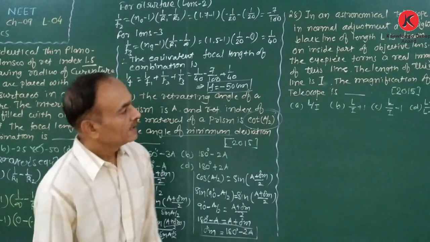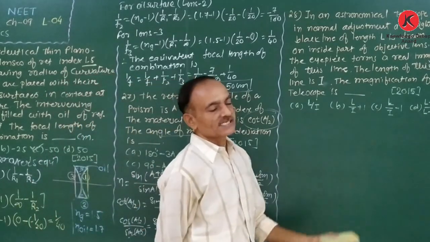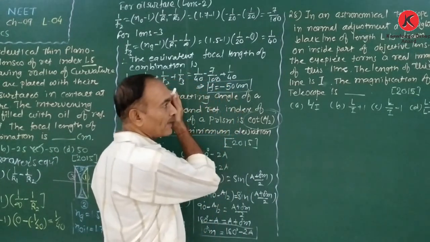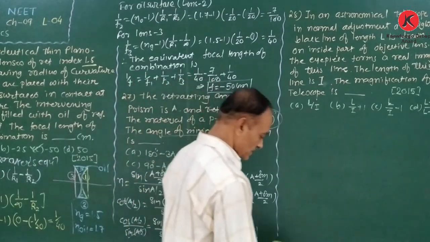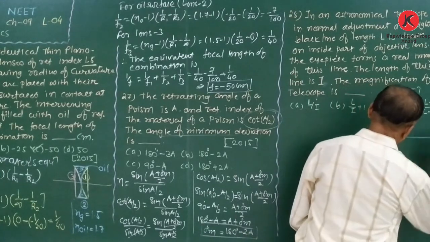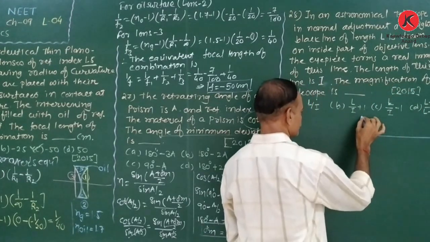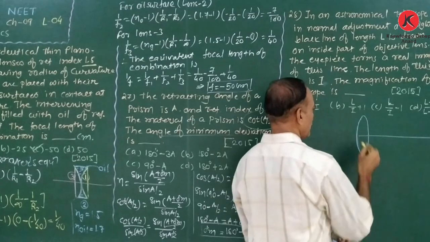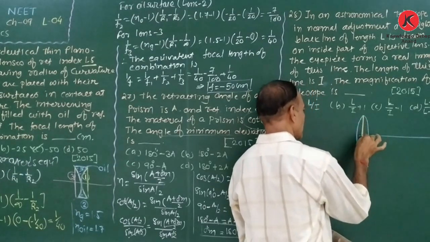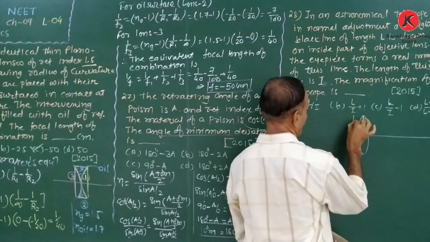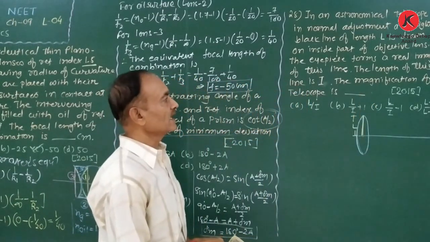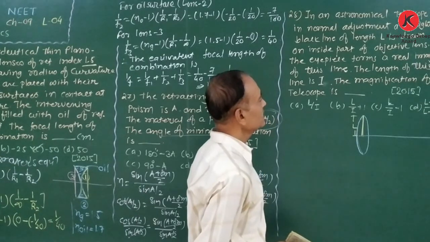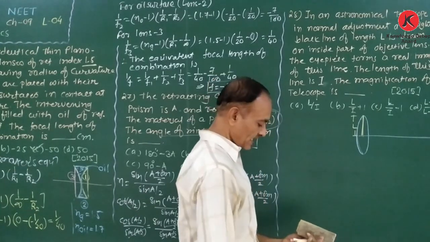Now, third. In an astronomical telescope in normal adjustment, a straight black line of length L is drawn on the inside part of an objective lens. Now, first, in a telescope there is the objective lens. One black line of length L is drawn inside the telescope on the objective lens. The eyepiece forms a real image of this line. The length of this image line is I. The magnification of the telescope is to be found.